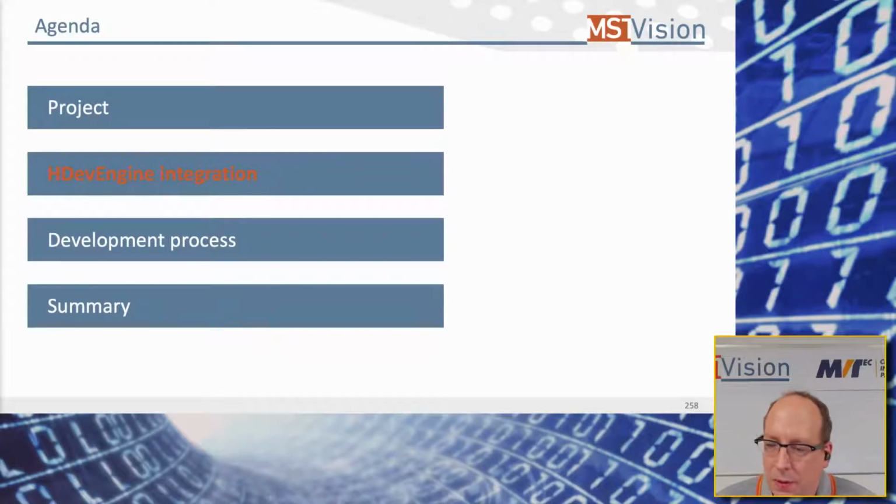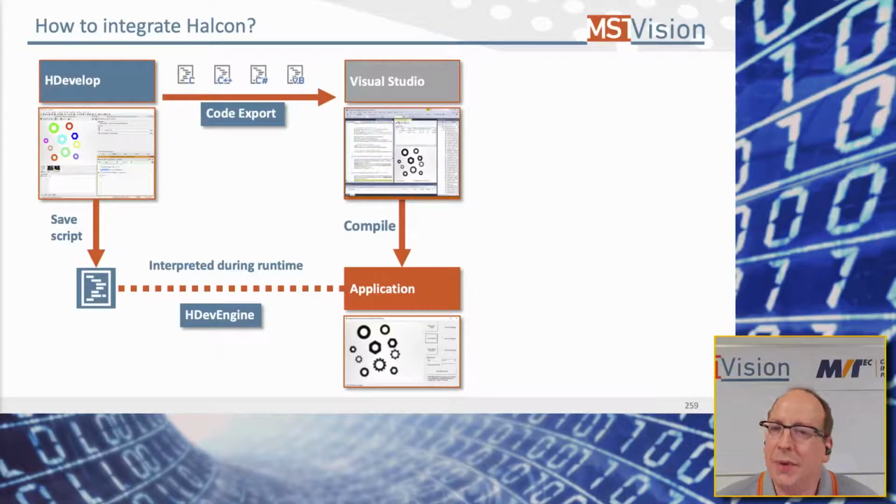Now is the know-how transfer slide that I prepared for today. This is a little training. So we already saw it in the other slides. There are two ways of how to get from Halcon to the application. We have HDevelop, and you can export the code and this goes into Visual Studio and then the application. And the other version is to save a script, and the script is being interpreted.